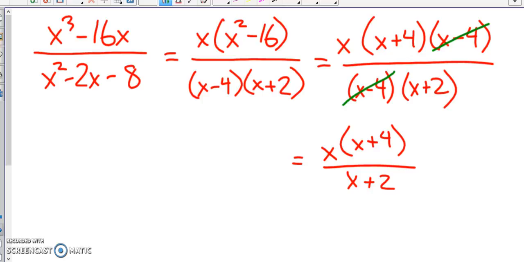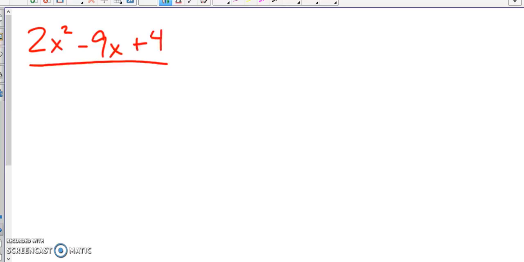All right. Let's keep going. 2x squared minus 9x plus 4 over, let's see, 12 plus x minus x squared.